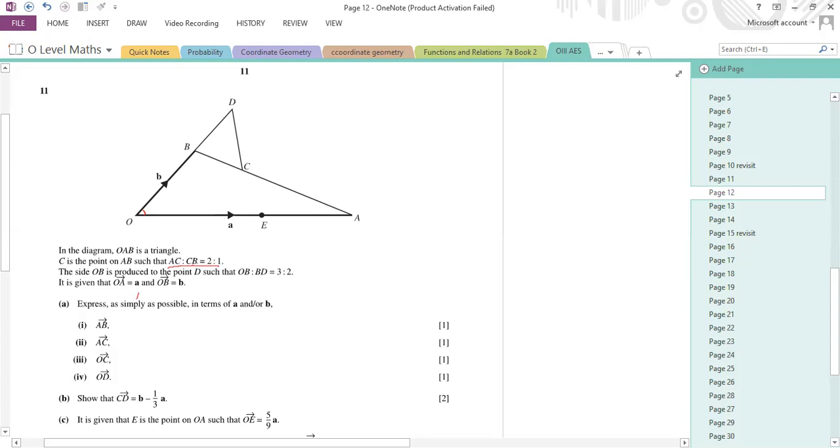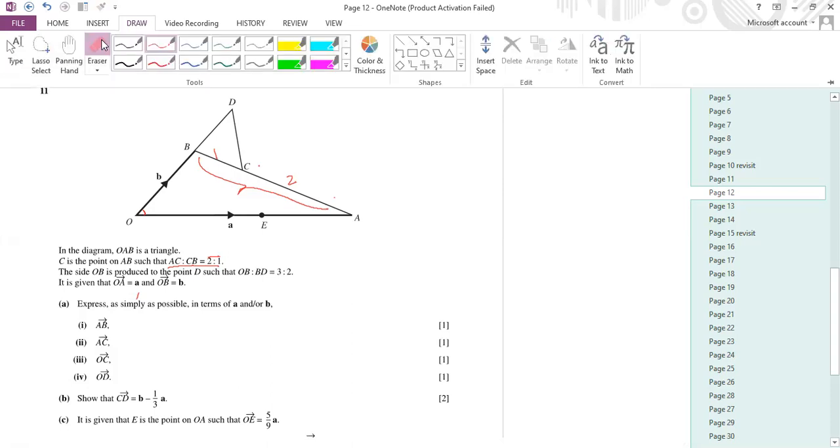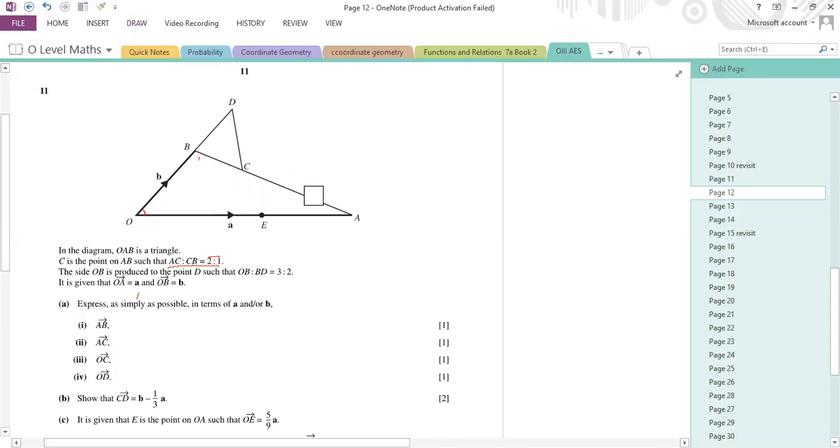It says AC and CB are in the ratio of 2 is to 1. AC is two parts and this is one part. So overall there are how many parts? There are three parts of AB, out of which BC is one part and CA is two parts. BC and CA, which is written as what? AC and CB. So we'll be careful about this. We have understood that overall there are three parts of AB, out of which one part belongs to BC and two parts belong to AC.